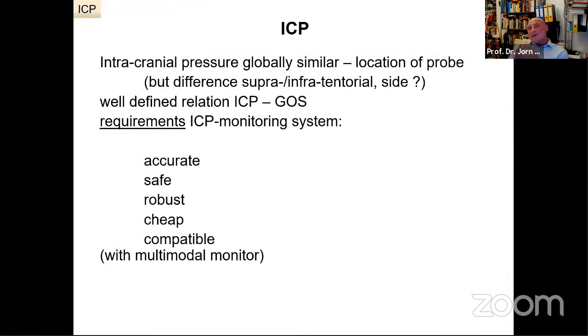So let's go to the first parameter. Let's go to the intracranial pressure. In general, the intracranial pressure is similar on a global level in the brain. It depends a little bit on the location of the probe, but in general, you can say it is roughly the same supratentorial. There's a slight change in front supratentorial, of course, and sometimes on the side, of course, for instance in extradural hematomas and so on, but in general, you can say it's relatively similar in the cavity of the head, and there is a relatively well-defined relation between intracranial pressure and Glasgow Outcome Scale, for instance.